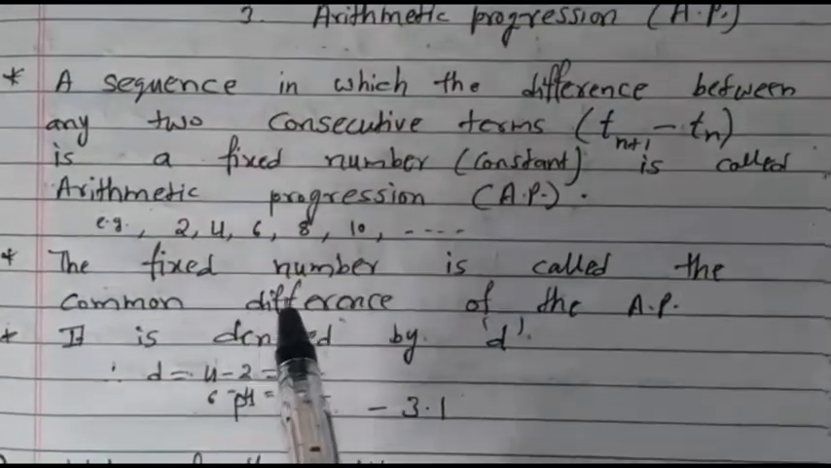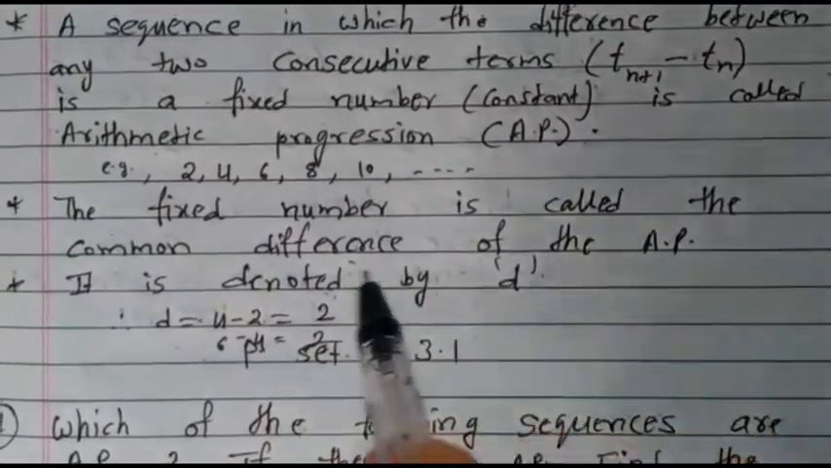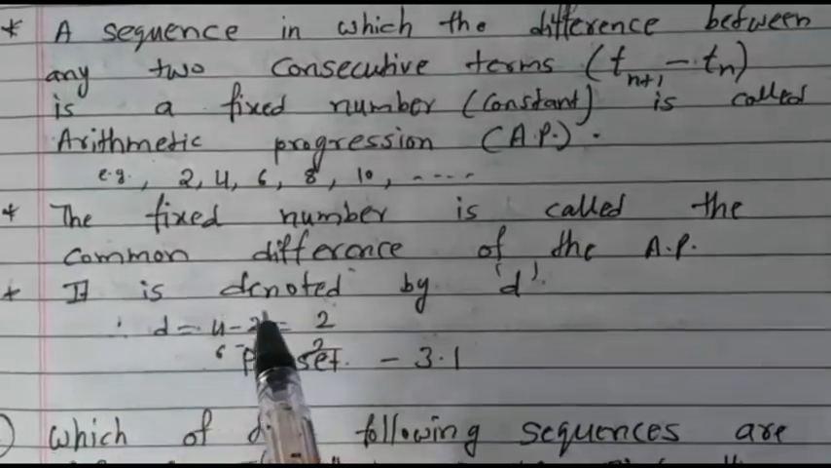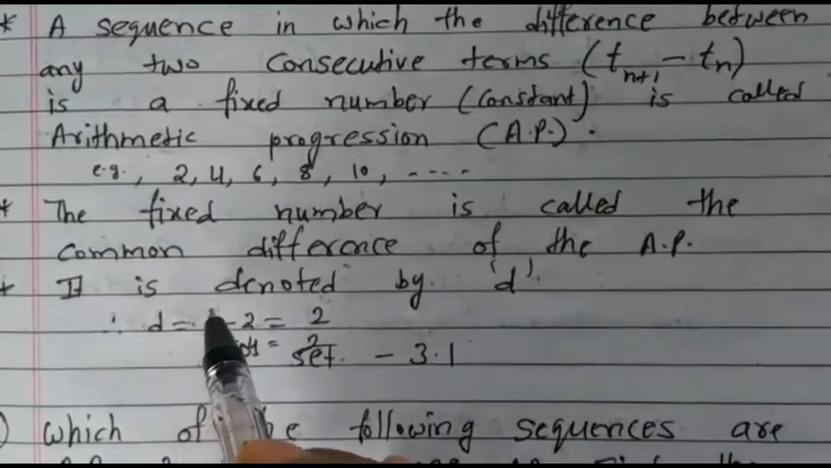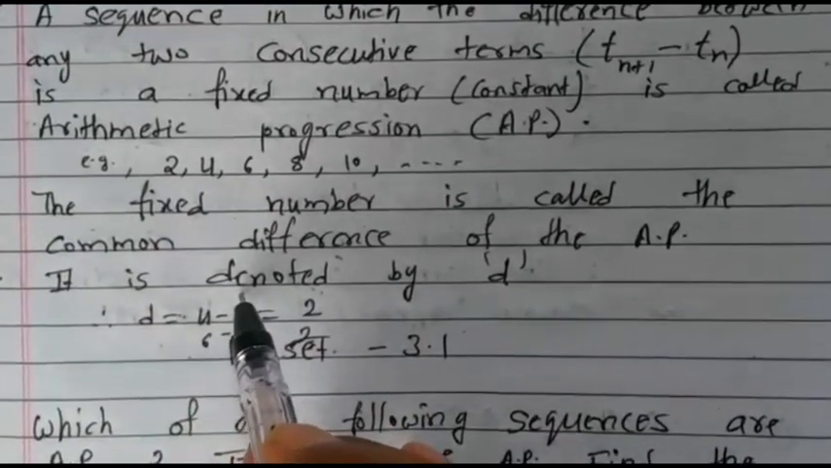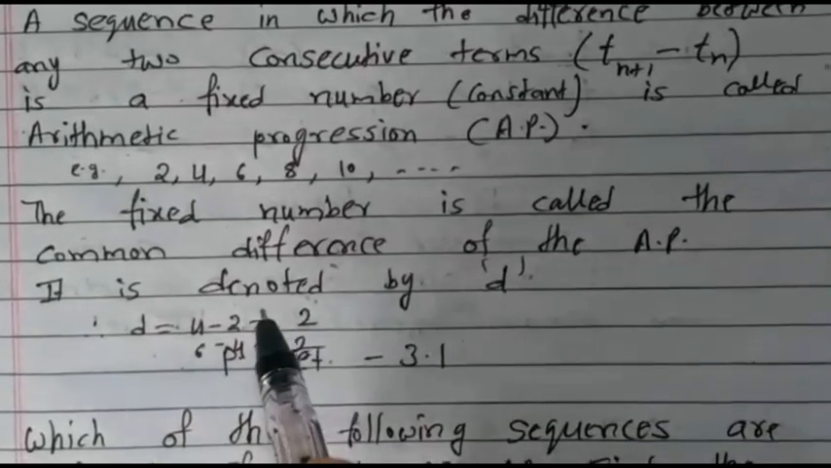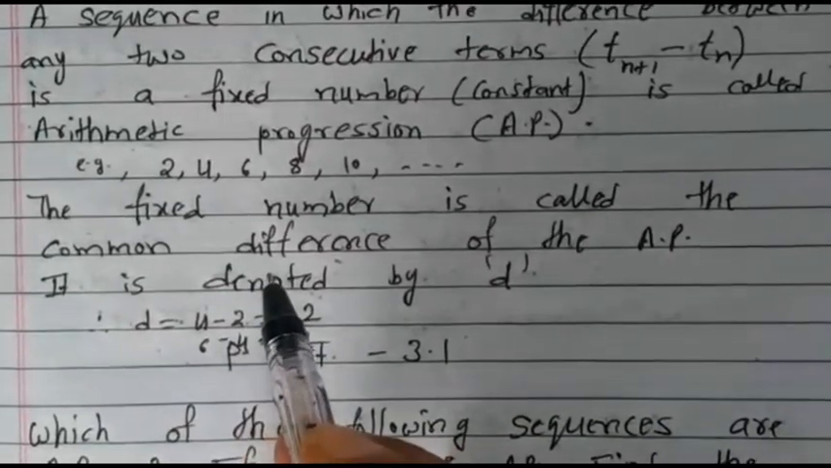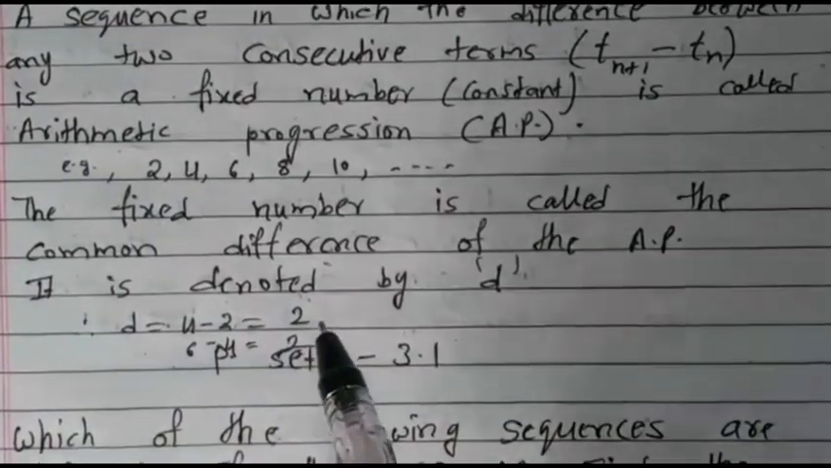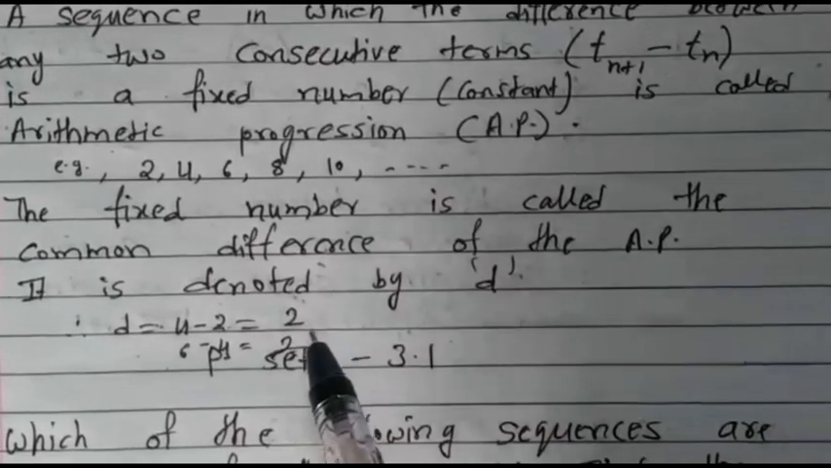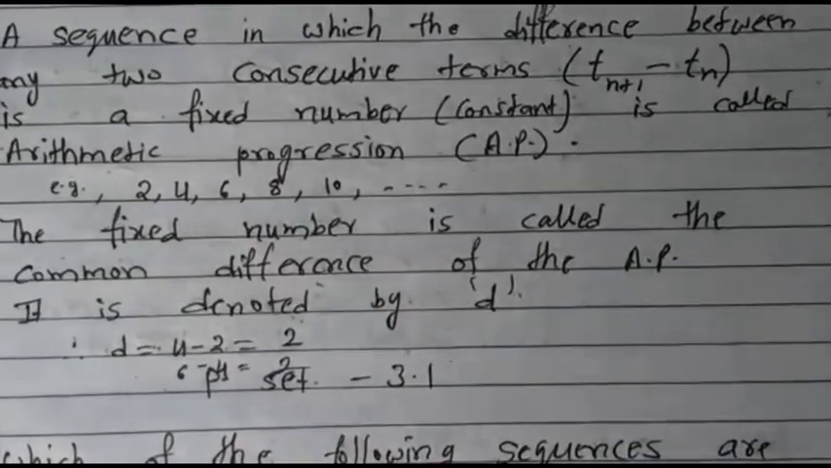Now the fixed number is called the common difference of the AP. The common difference is denoted by d. How to find the common difference? The formula is t2 minus t1. So 4 minus 2 is 2. Next, 6 minus 4 is 2. So this one is known as the common difference.